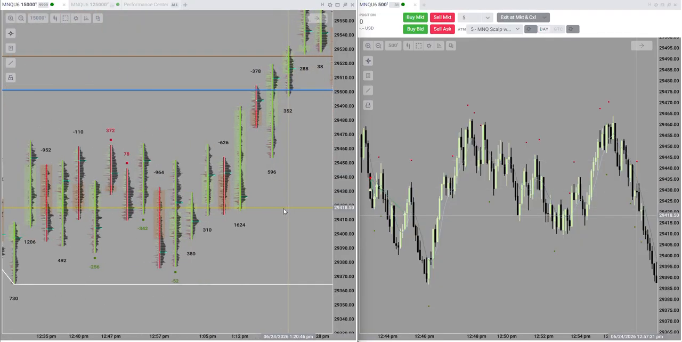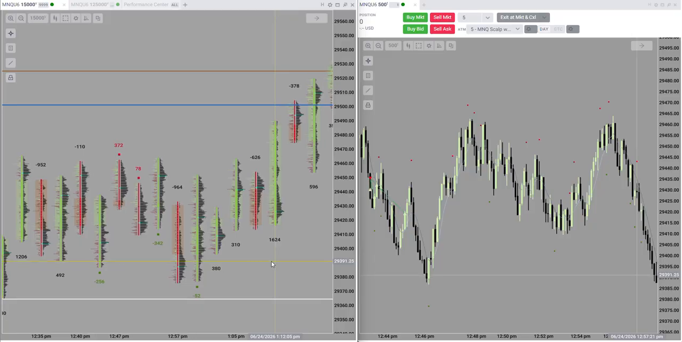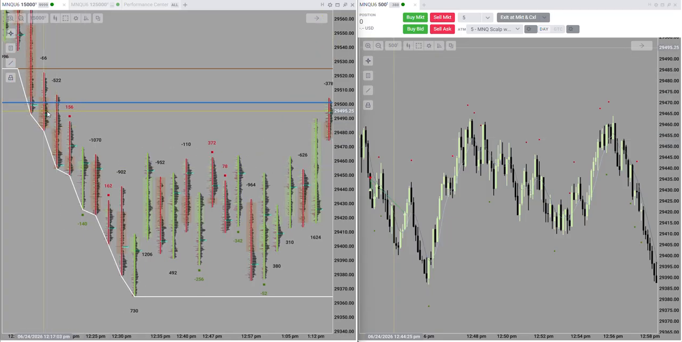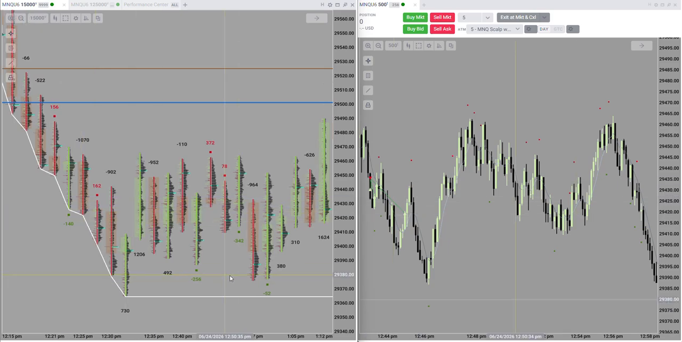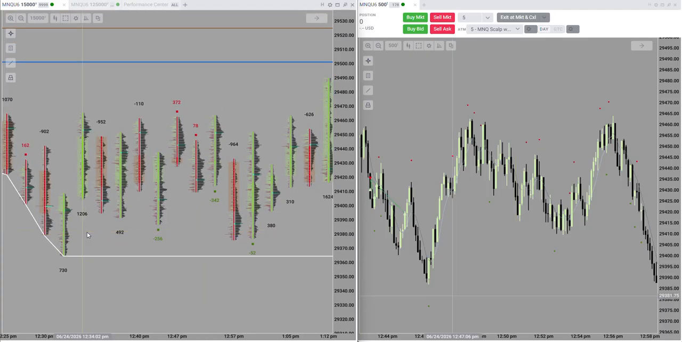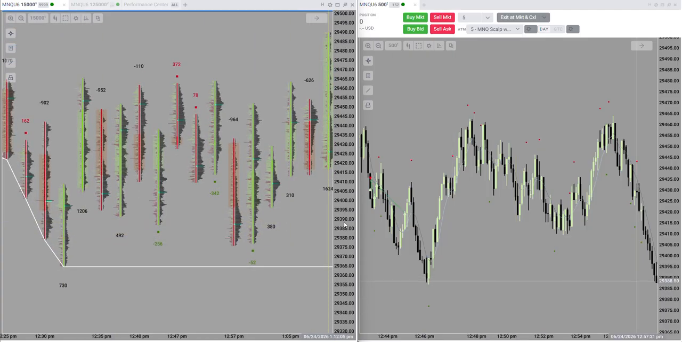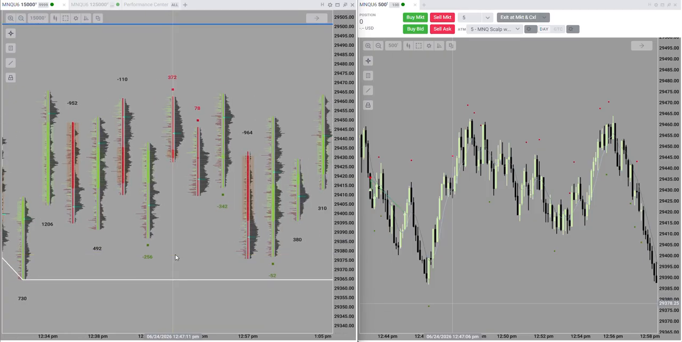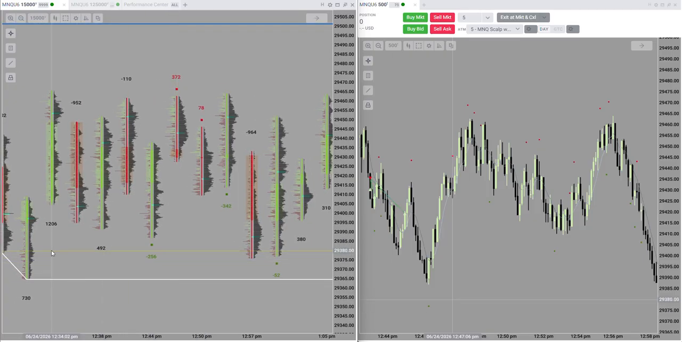Here we go. All right, so over here, it doesn't look like I have my trade lines on. Nope, it doesn't. Okay, cool. So this chart is 10 times faster than the last one that we were looking at. So now we get to look inside that candle.